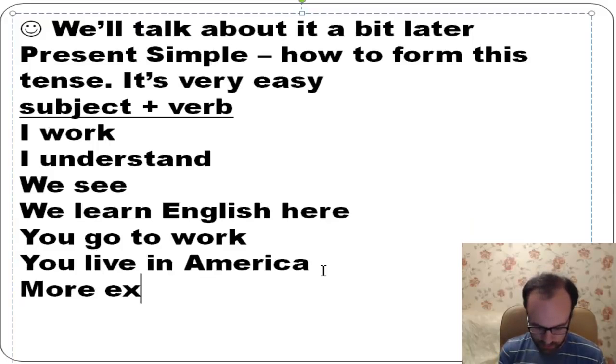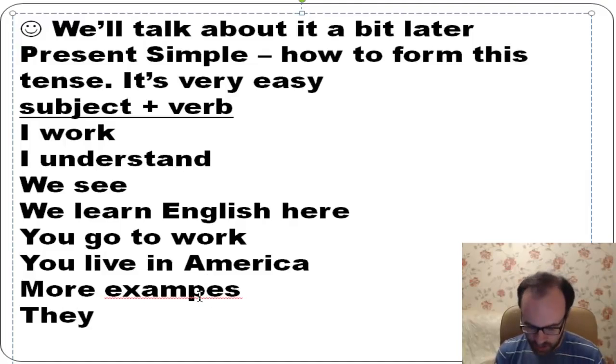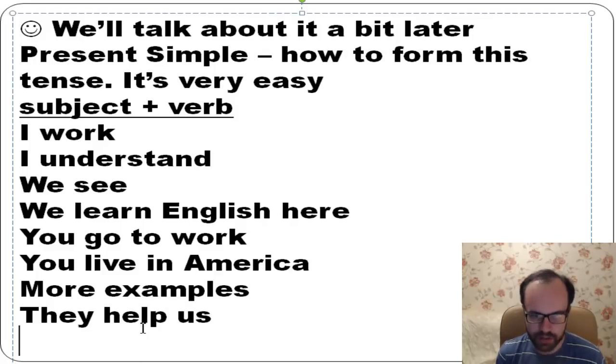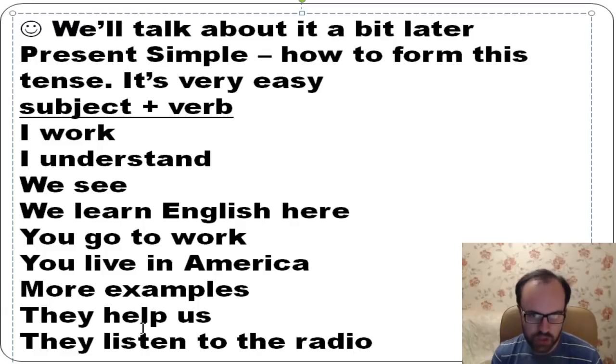More examples. They help us. They listen to the radio.